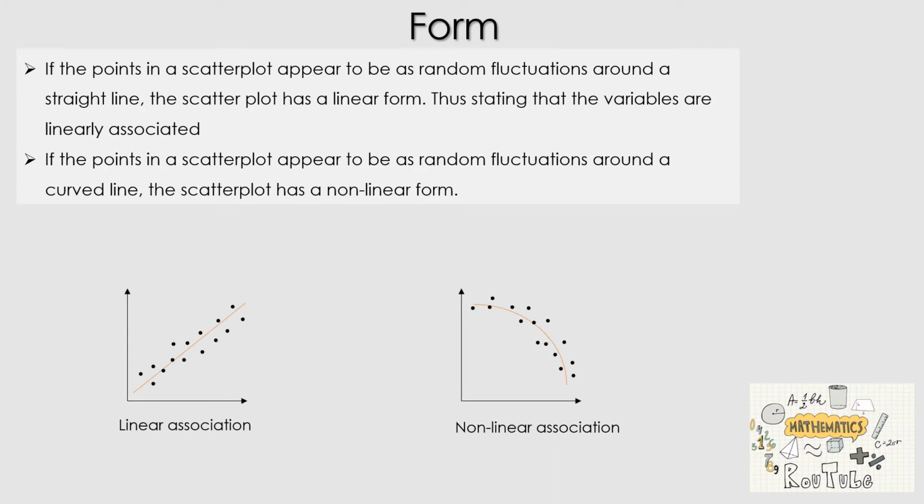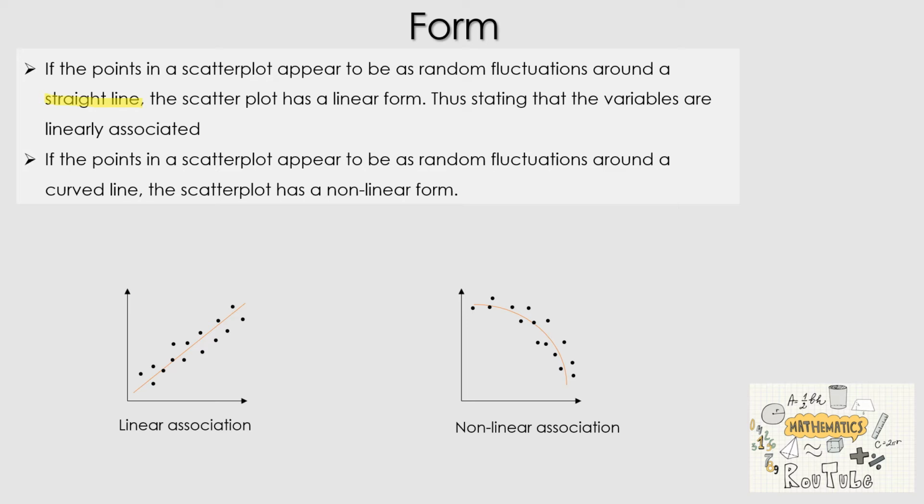All right, now we move on to form. And when we talk about form, it's either linear or non-linear. So if the points in a scatter plot appear to be random fluctuations around a straight line, which we can see in the left diagram there, the scatter plot has a linear form, thus stating that the variables are linearly associated.